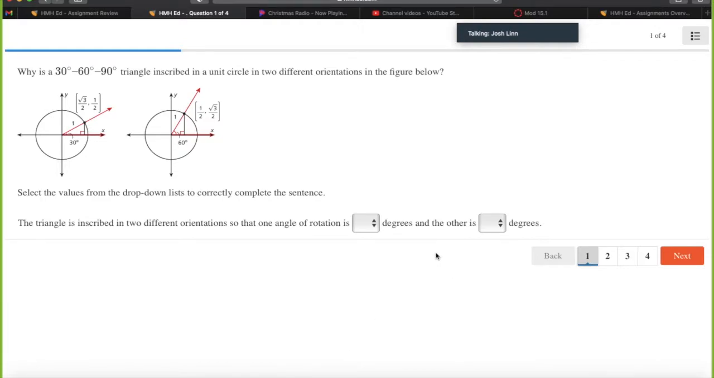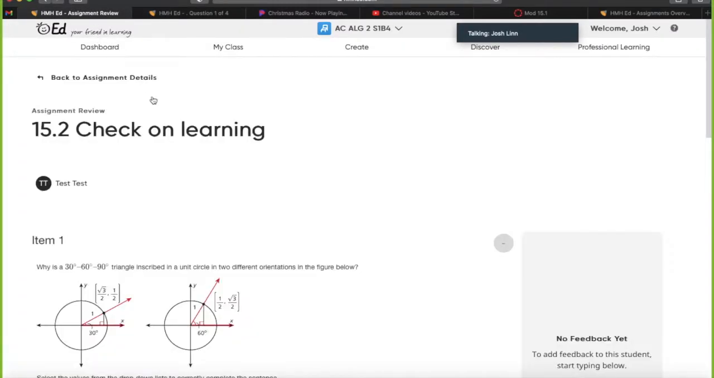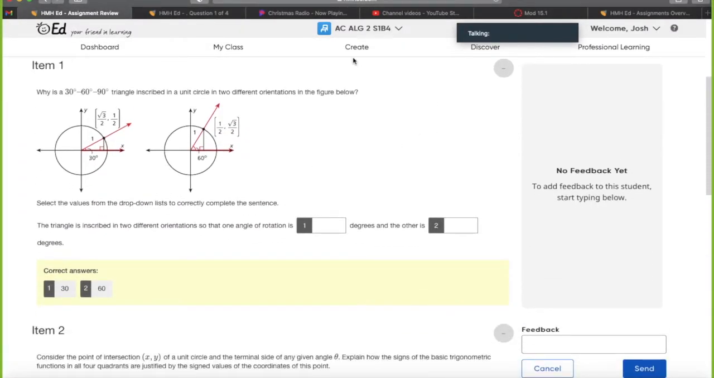It says a 30-60-90 triangle is inscribed in a unit circle in two different orientations in the figure below. The triangle is inscribed in two different orientations, so the angle of rotation is 30 degrees, and the other is 60. That's all they're showing, that one has 30 degrees right there, the other one has 60. Check our answers. Too easy.